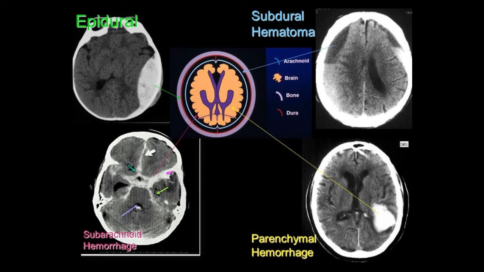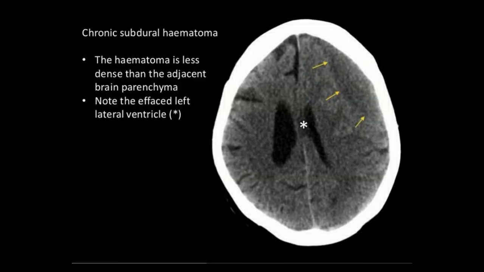These are different types of hemorrhage or bleed, which can be caused by different reasons. One of the main reasons is hypertension or aneurysm, or it can be due to stroke, or also due to trauma, and many more.